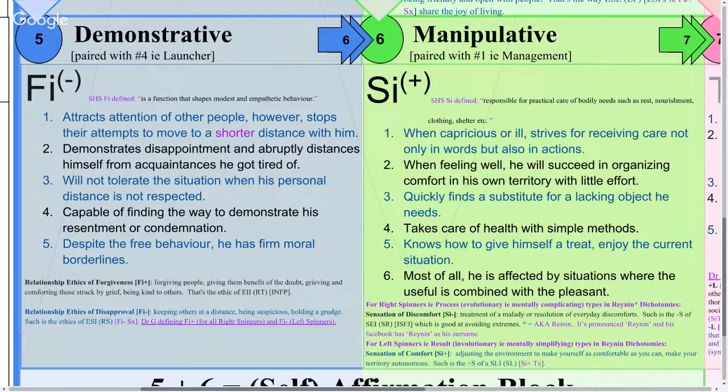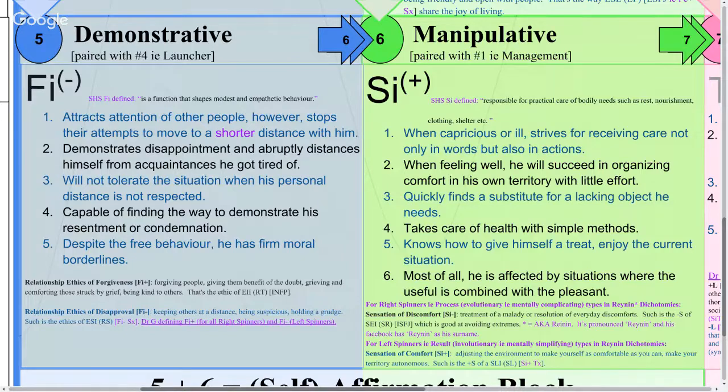Attracts attention of other people, however, stops their attempts to move to a shorter distance with him. Demonstrates disappointment and abruptly distances himself from acquaintances he got tired of. A little bit EP there. Will not tolerate the situation when his personal distance is not respected. Capable of finding a way to demonstrate his resentment or condemnation. Despite the free behavior, he has firm moral borderlines. So if you're looking at this, guys, take this on board when dealing with an ENFP woman. Don't get too pushy. Look at number 1 there.